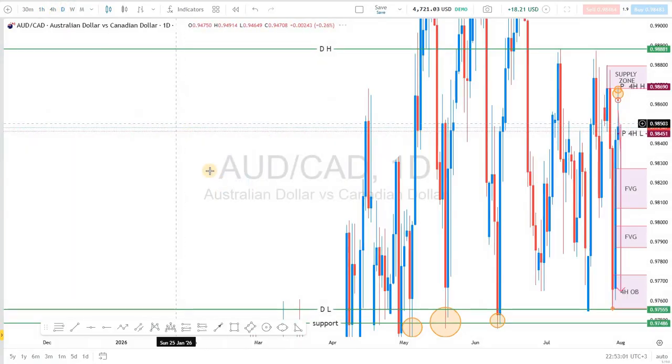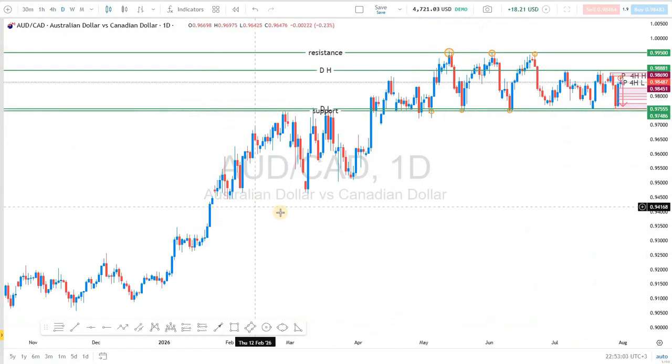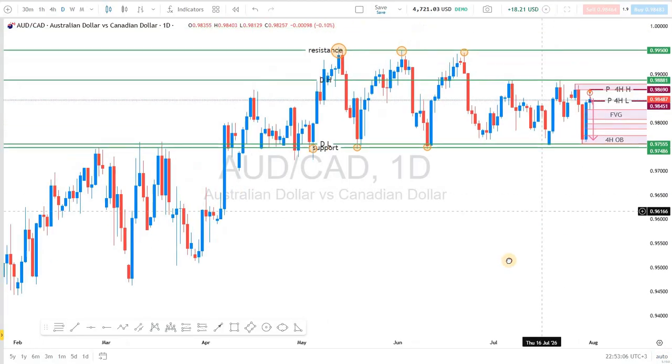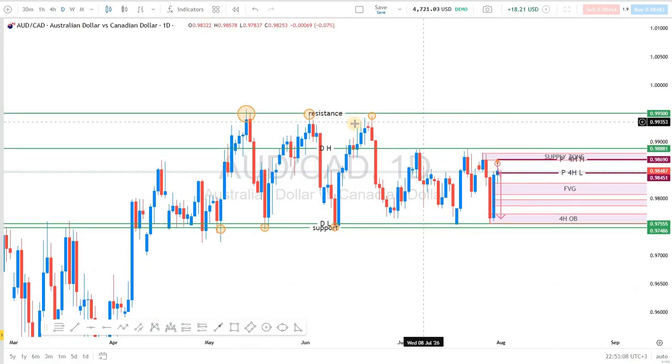I want to analyze AUDCAD. As you can see on this chart, we have a resistance and a support, and multiple touches on a resistance level and on a support level.